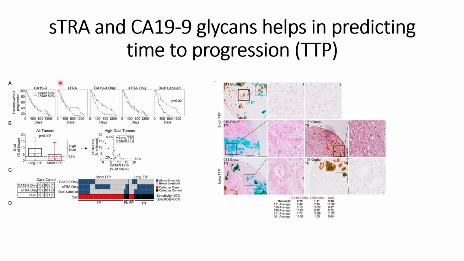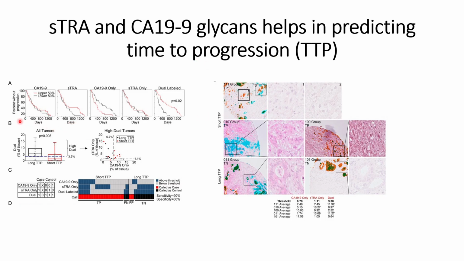What they found is that when they check CA19 or sTRAs individually, the time to progress data does not match up with the actual patients' time to progress data. However, when they check the dual labels in the patient samples, it matches the time to progress data observed within the patients. So from this, it seems that both expressions are important in order to predict time to progress of the pancreatic cancer cells.